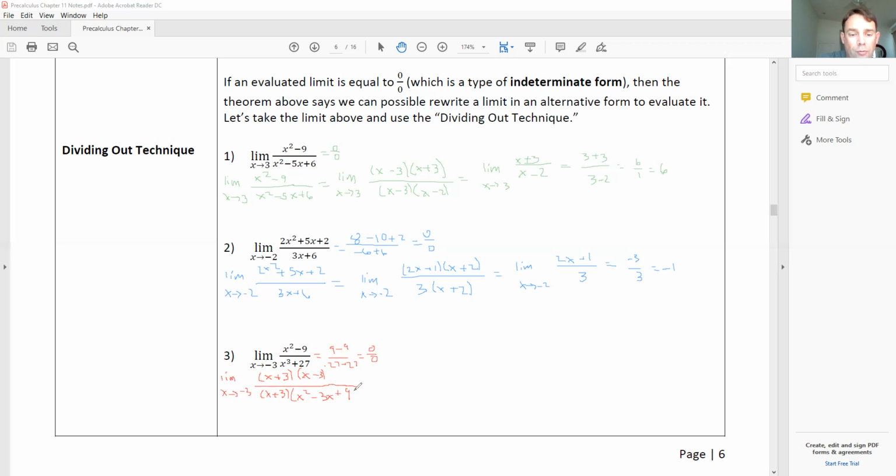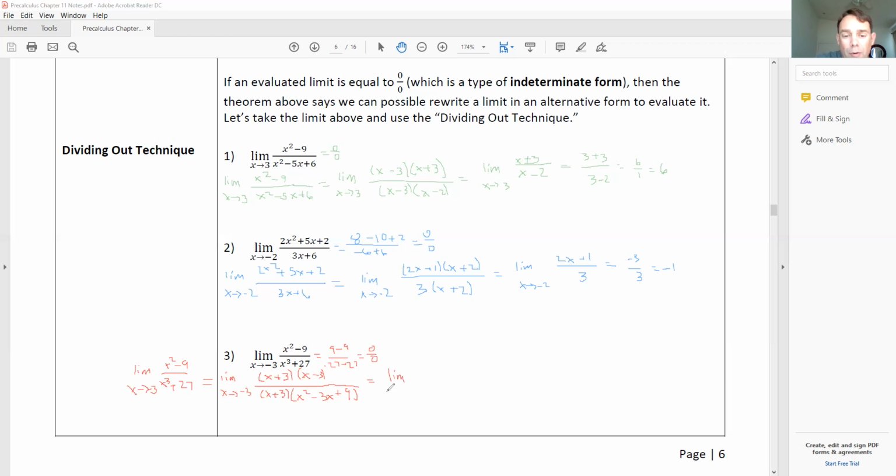And actually, I should have written the original limit first. Let's just do that real quickly. Because if I'm going to use that theorem, I got to originally show what the original theorem was before I rewrite it. All right, so my x plus 3's, they will cancel out here.